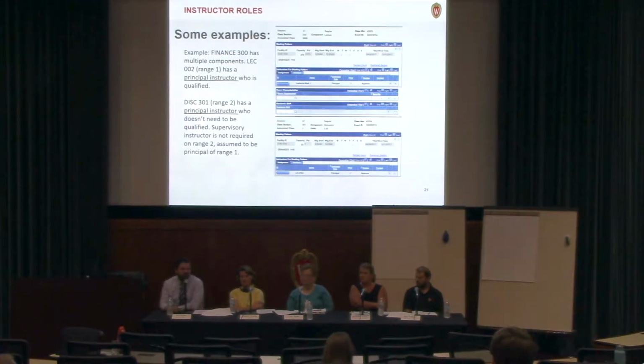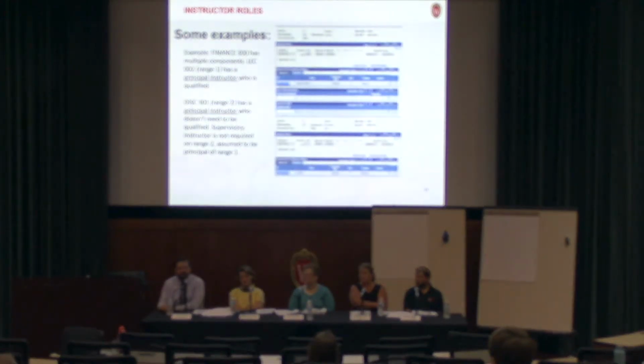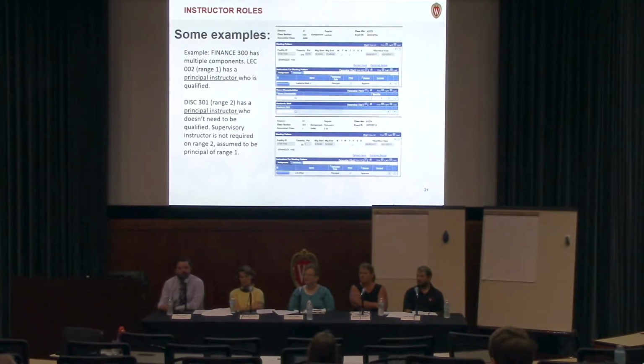And then there's discussion 301, which is range 2. This would also have a principal instructor, and this would actually be who the TA is if we're using HR titles as part of our title. This is the person who is delivering the content to the discussion section. And it's assumed that the principal instructor on the range 1 section is the person who is the supervisory instructor, but no need on the curricular rep to carry that information down. We just look for range 1 to figure out who is the ultimate authority for this particular instance.